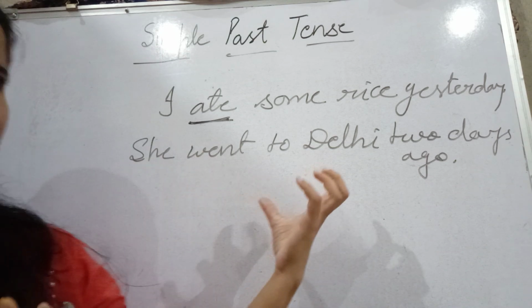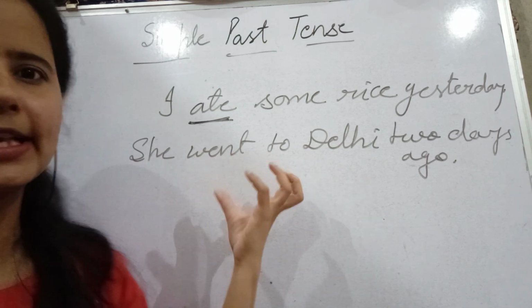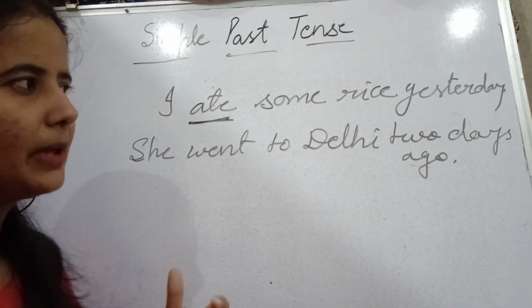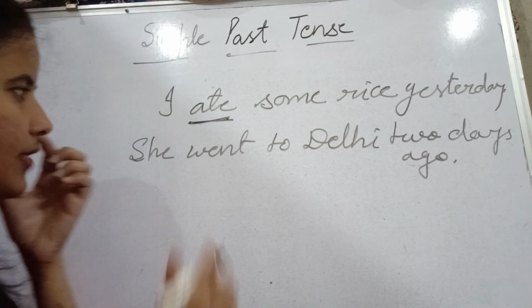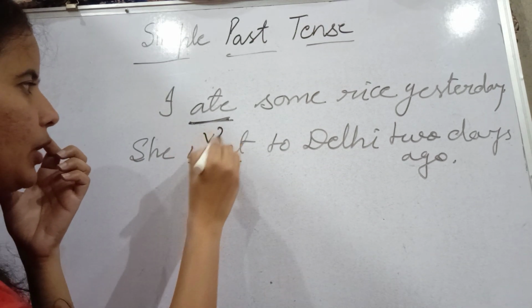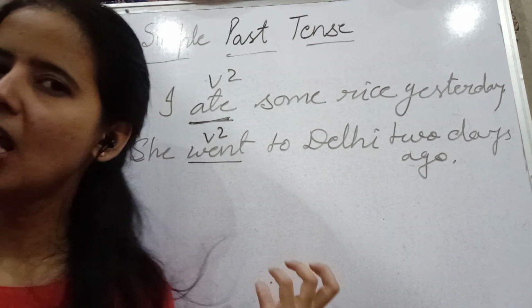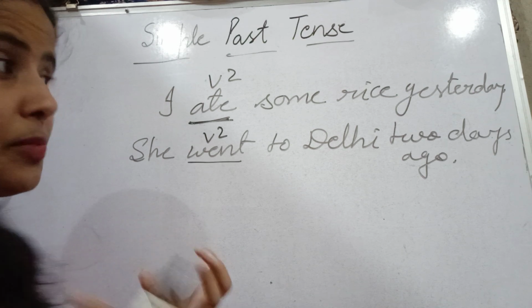Now you can see any effect here in present. अब आप कोई भी यहाँ पे कोई इफेक्ट देख सकते हो प्रेजेंट में? Not at all. वो 2 दिन पहले दिल्ली गए थे, अब उसका कोई इफेक्ट प्रेजेंट में नहीं हो रहा है. ऑलराइट, so that's why we have written here V2. Now this is also V2. V2 means we have used here simple past tense. We did not use here present perfect tense.